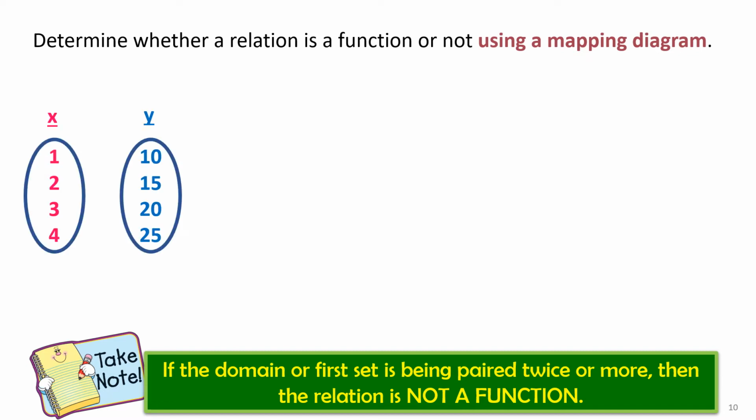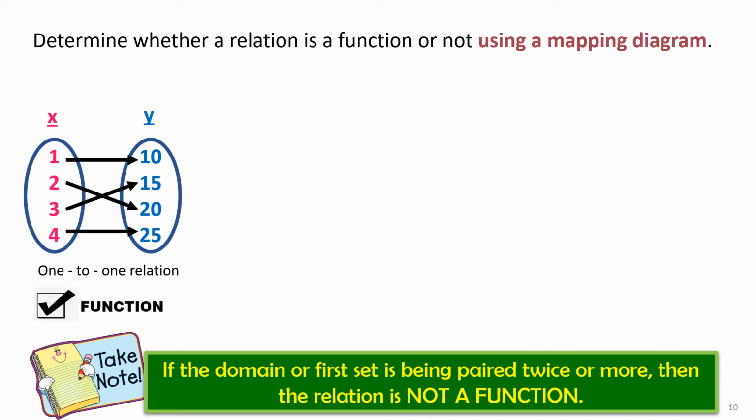So example number 1, x and y values, where 1 is being mapped to 10, 2 is being mapped to 20, 3 is being mapped to 15, and 4 is being mapped to 25. So we can say that this diagram is a one-to-one relation because the values of x is paired only once to the value of y. Okay? Therefore, this is a function.